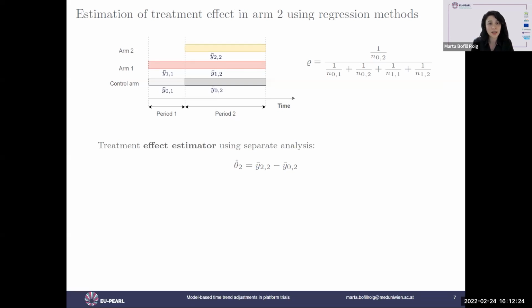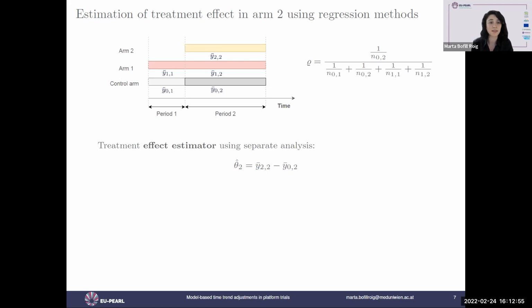So what does the estimator of the treatment effect look like under this approach? Let's consider the sample means per arm and per period, so that the first subindex corresponds to the arm and the second to the period. And let's define rho as a parameter that weights the sample size of the concurrent controls over the sample size of the concurrent and non-concurrent controls and arm 1 data. So the treatment effect estimator when using the separate analysis is just the difference between the sample means of concurrent controls and arm 2 data.